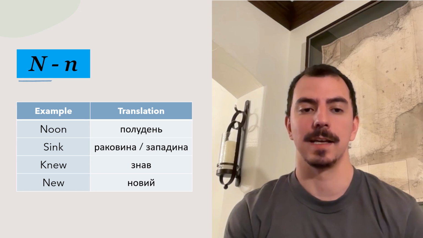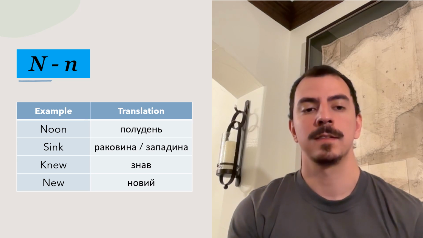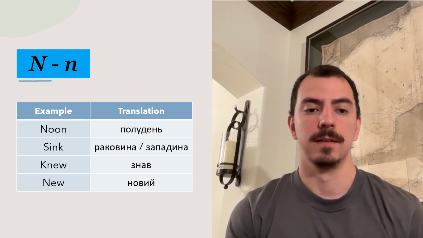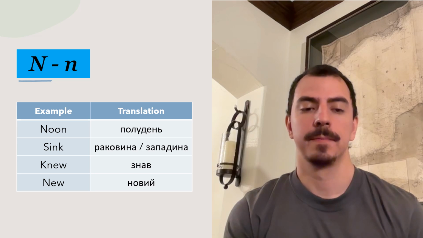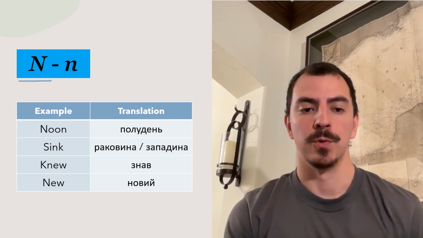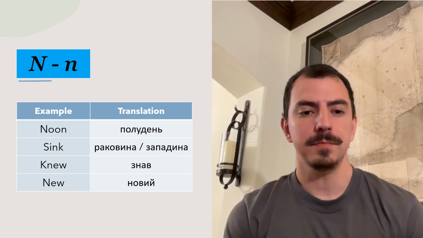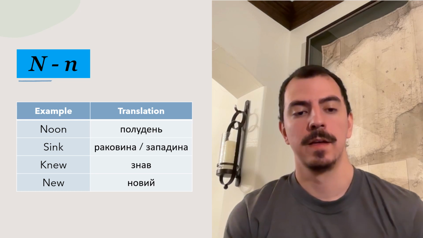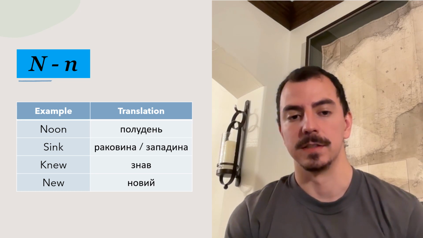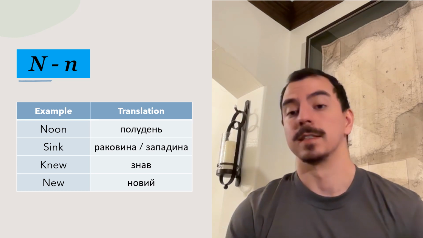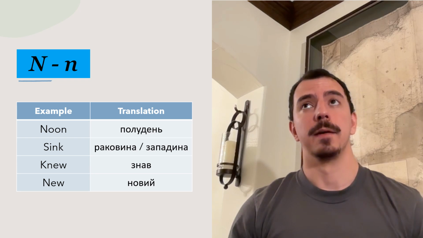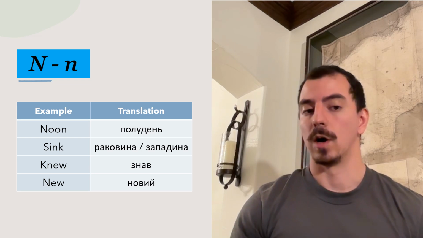The next letter is N. There's one sound for this. Na. The first example is noon. Then there's sink. There's two definitions of sink, where there's a sink where you wash your hands, and then it's like a boat sinking in water.